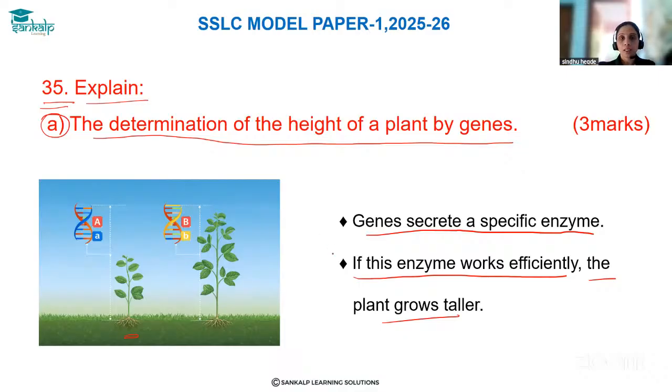So, determination of height of a plant by genes. You have to explain this. First of all, genes secrete a specific enzyme. If suppose that enzyme works properly or efficiently, the plant grows taller.